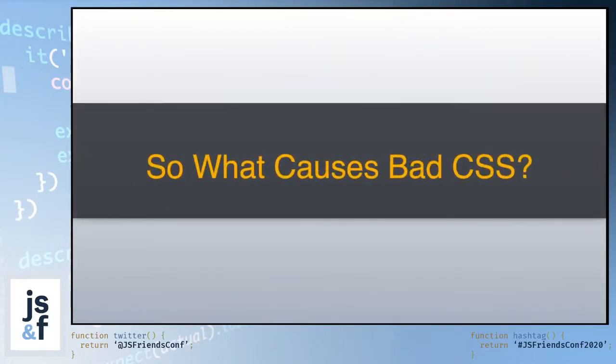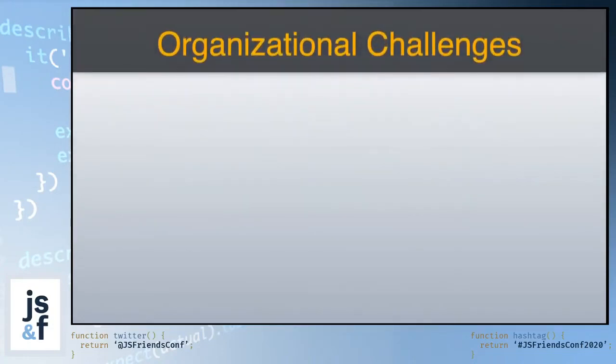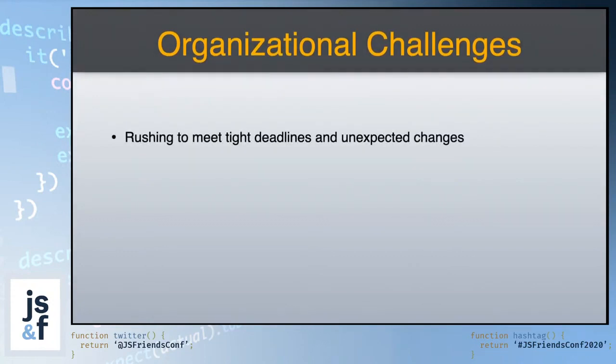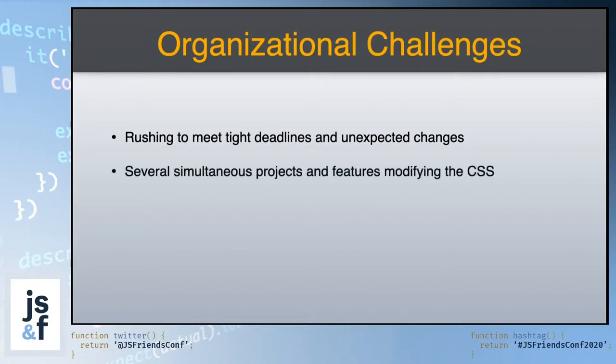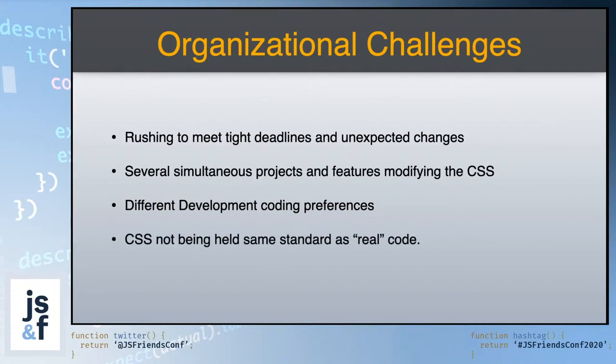So what causes this sort of bad CSS? And why would CSS get so bad that your talented full-stack development team has to spend so much of their precious time working on that rather than focusing on important business-critical features? Well, there are certainly some organizational challenges. Rushing to meet tight deadlines and unexpected changes that would happen to the design. In many cases, this was a case where several simultaneous projects and features were modifying the CSS. Different developers had different coding preferences. And that became problematic because, unlike the rest of the architecture, the CSS was not held to the same standard as real code.